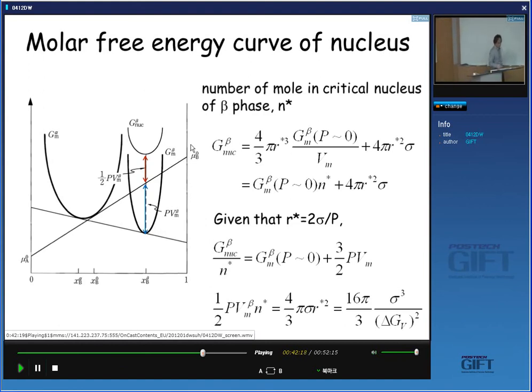Finally, I would like to talk about the effect of curvature. Usually, the nucleating phase is surrounded by a surface with curvature. So that kind of curvature will apply pressure to the nucleus, and eventually, it will increase the free energy of the nucleus, right? In the previous slide, we did not consider the effect of the free energy change from the curvature. So let's see how the situation changes when we consider the effect of the curvature.